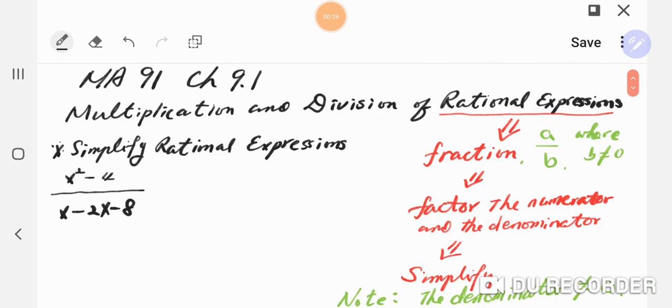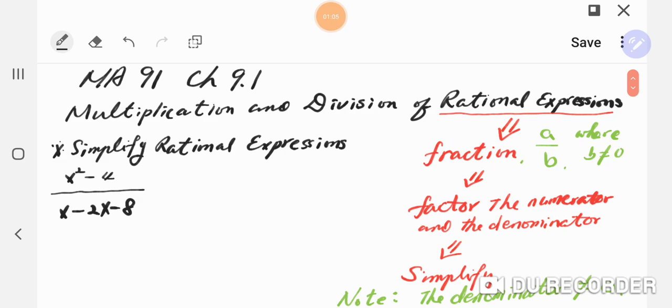So it can be a over b. So a rational expression is always a fraction. And if there is a fraction, we must know that the denominator cannot be equal to 0. So whenever we have a fraction, we have to simplify. If there is a common factor between the numerator and the denominator, we have to cancel out that common factor. So in order to simplify, we have to factor the numerator and the denominator. So always factor the numerator and factor the denominator. And if there's a common factor, cancel it out, so that we can simplify the fraction, which is a rational expression.